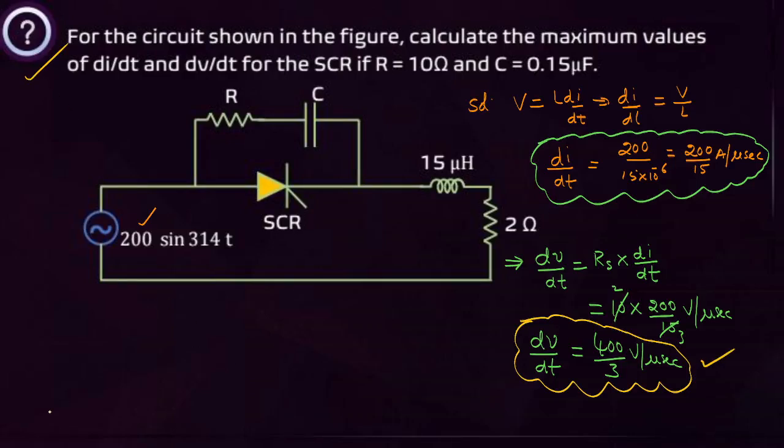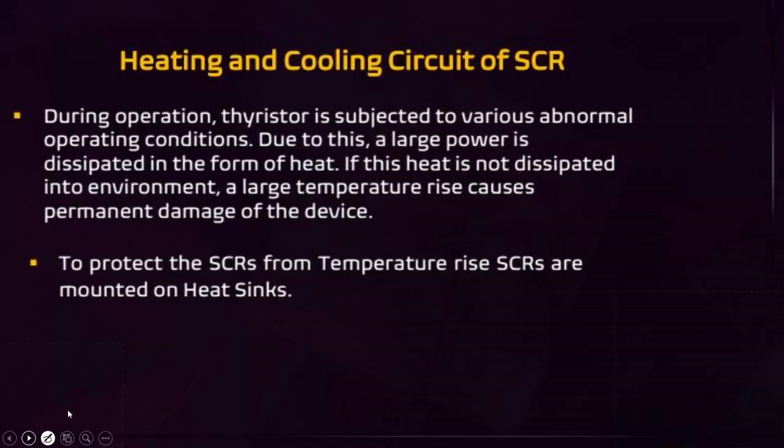This is the formula, and here it is asking for dV by dt and di by dt. How to calculate dV by dt, how to calculate di by dt. But in this calculation, you have to substitute the maximum values. If an AC supply is given, you have to consider the maximum value. With this, the protection circuit of SCR is completed.